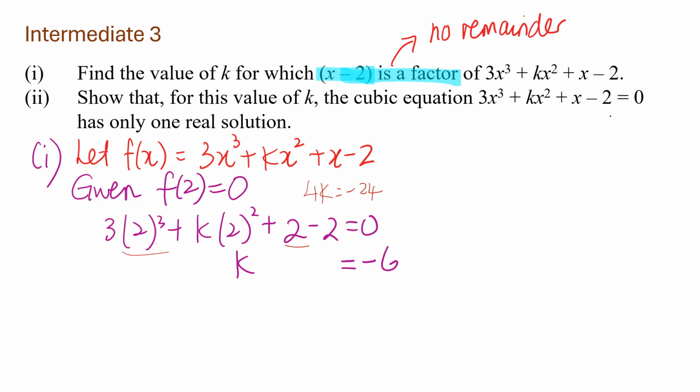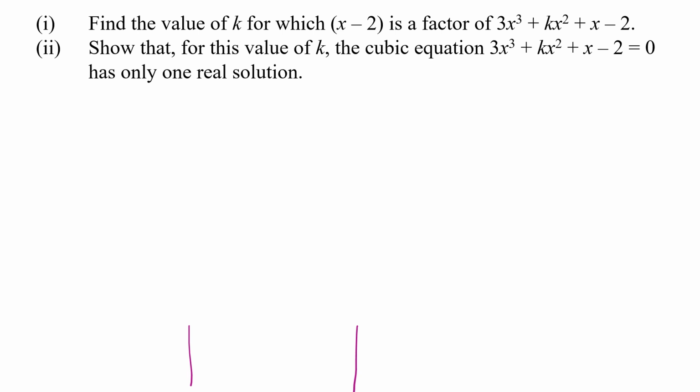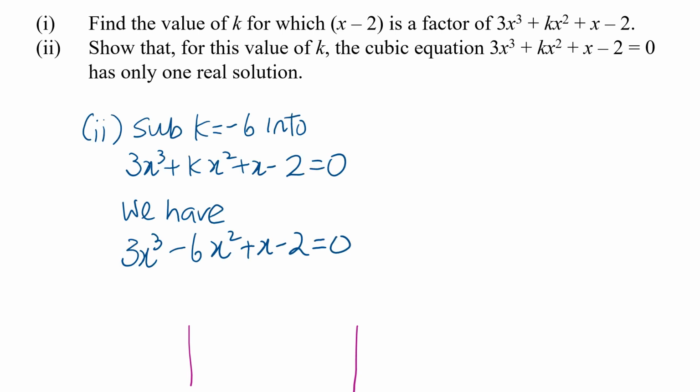For part 2, we are asked to show that with this value of k, meaning after finding the value of k, we can substitute into your function and solve it. We need to show that there's only one real solution. So let's go and do it. We have found k to be negative 6, so let's plug into your cubic equation. So we have 3x cubed minus 6x squared plus x minus 2 equals 0.